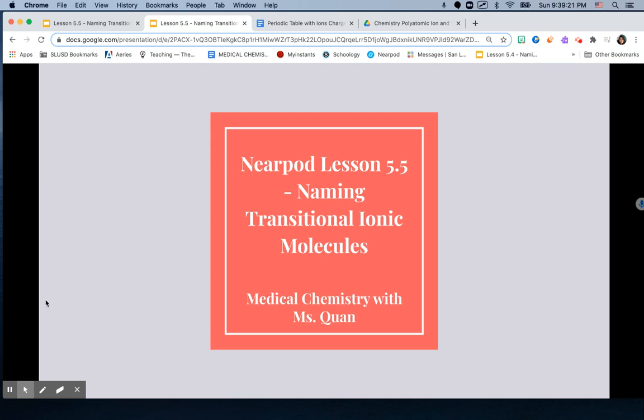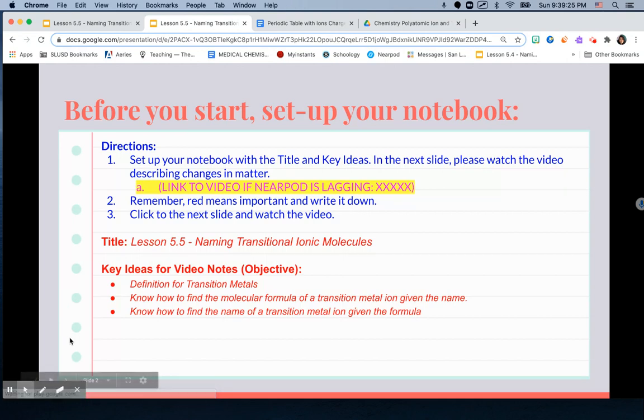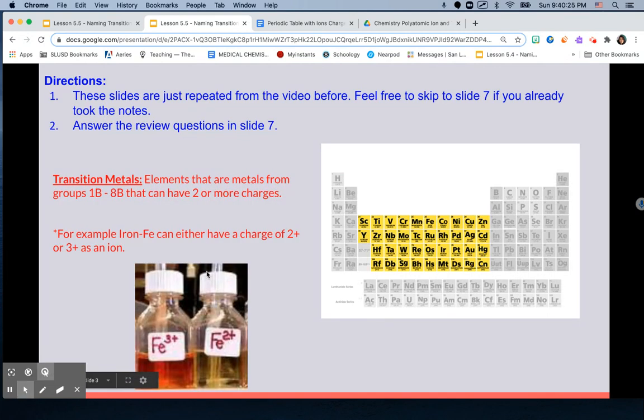Welcome to Nearpod Lesson 5.5, Naming Transitional Ionic Molecules. So as always, don't forget to title your notes this, and by the end of the video, these are the 3 things you need to know. Definitely write them in your notes so you know what you're looking for when you're taking a quiz or a test. Okay, so what are transition metals?